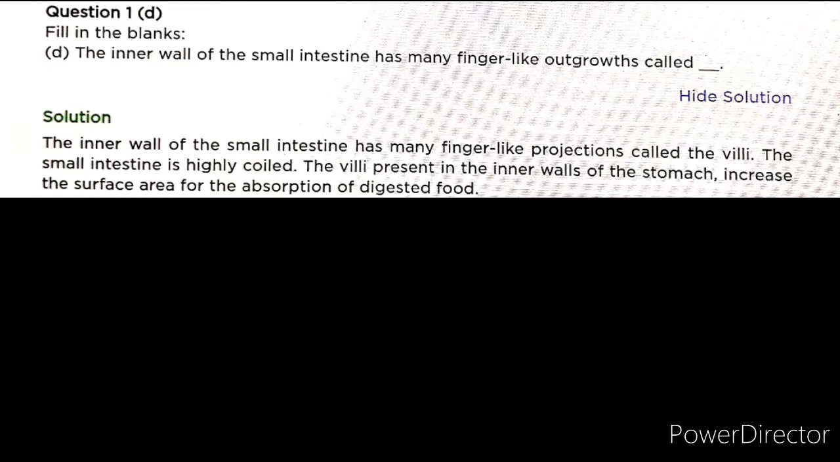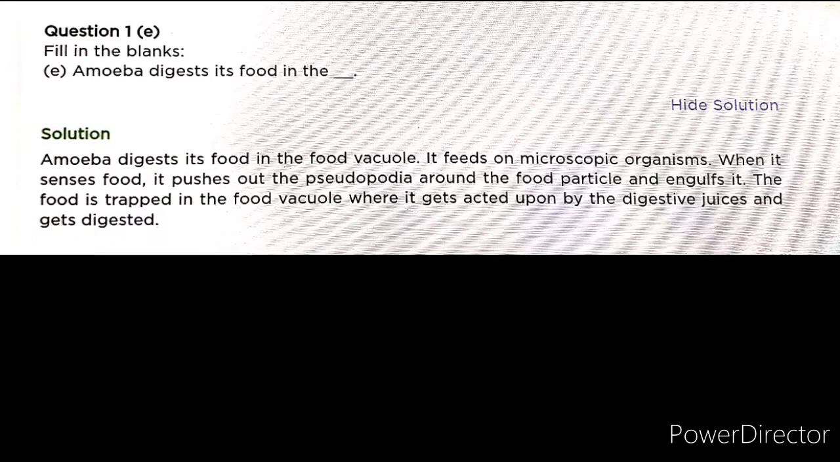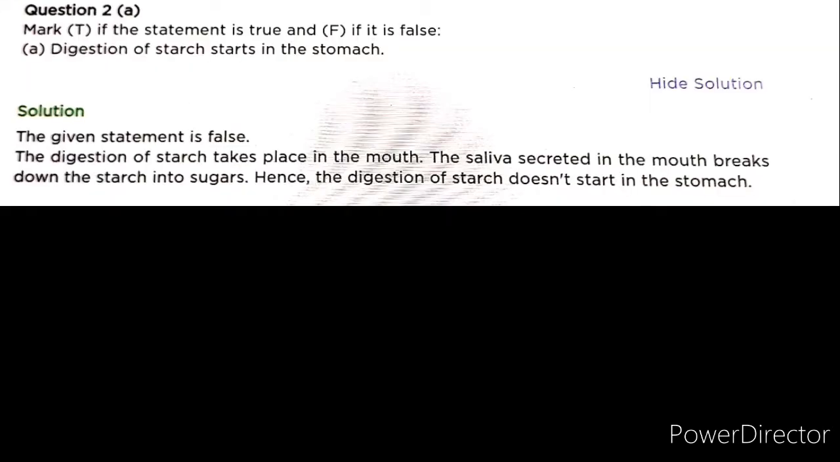D. The inner walls of small intestine has many finger-like outgrowths called dash. The inner walls of small intestine has many finger-like projections called the villi. E. Amoeba digests its food in the dash. Amoeba digests its food in the food vacuole. Second, mark T if the statement is true and F if it is false.